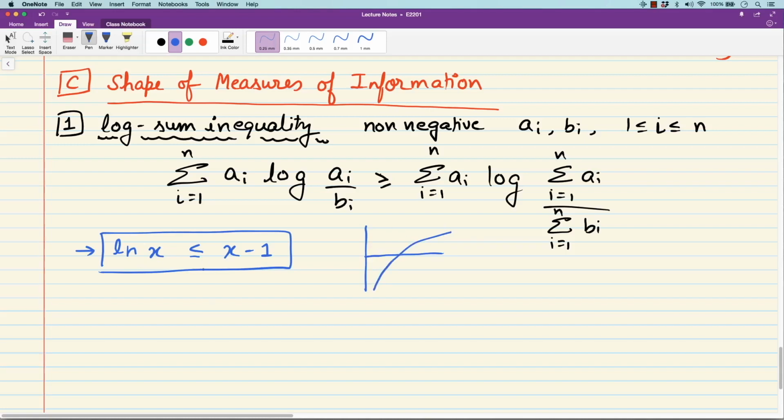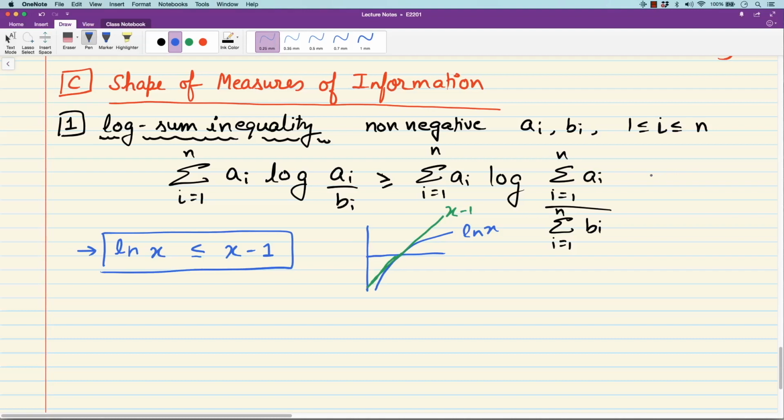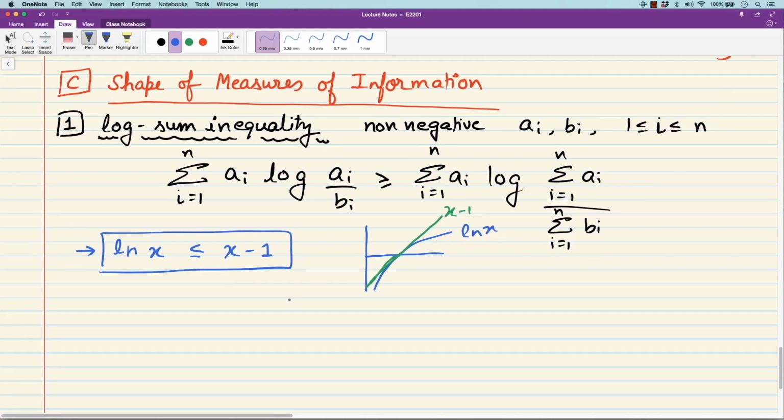This is for x greater than or equal to 0, by the way, this inequality. And this is what x minus 1 looks like. It stays above this. How do you show this? There are various ways of showing it. First, you can start from x equal to 1 and try to show how they behave at x equal to 1 and extend it. All right, so we'll use this fact to prove the log sum inequality.